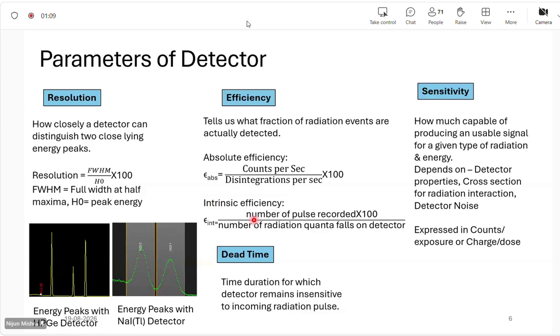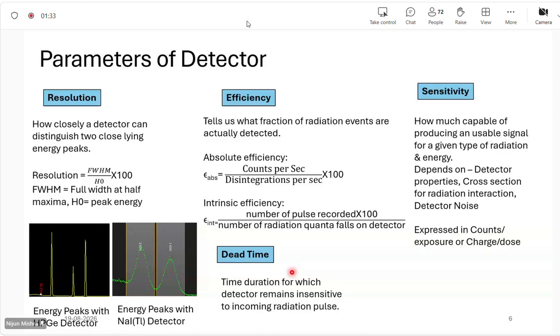Solid angle. Okay, then come to sensitivity. Sensitivity is how capable a detector is of producing a usable signal for a given type of radiation and energy. It depends on detector properties, cross section for radiation interaction, and detector noise, and it is normally expressed in counts per exposure or charge per dose. And the last one is dead time.